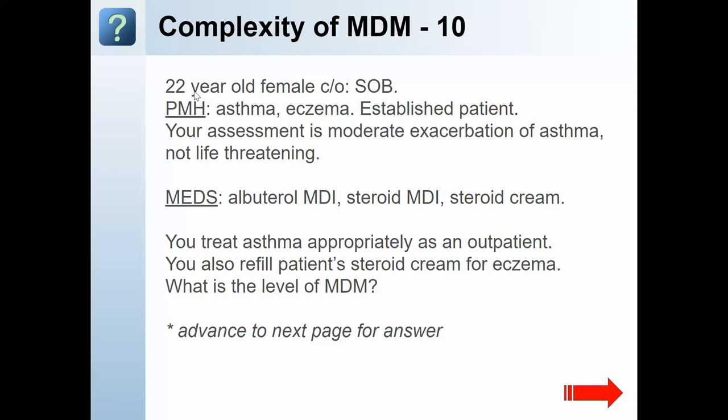Here we go. We've got a 22-year-old female who comes in complaining of shortness of breath. She has a past medical history of asthma, eczema. She's an established patient here at the practice. And your assessment is a moderate exacerbation of asthma. It's not life-threatening. You don't need to put her in the hospital or anything. She's on albuterol, a steroid MDI, and a steroid cream for the eczema. You treat the asthma appropriately as an outpatient. And you also refill the patient's steroid cream for the eczema. What is the level of medical decision-making for this?